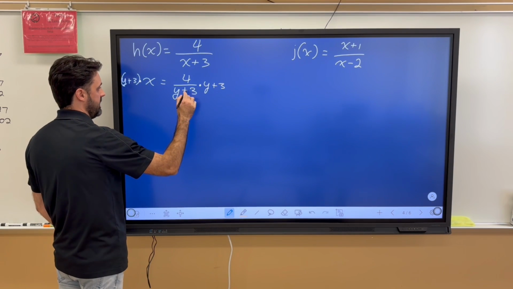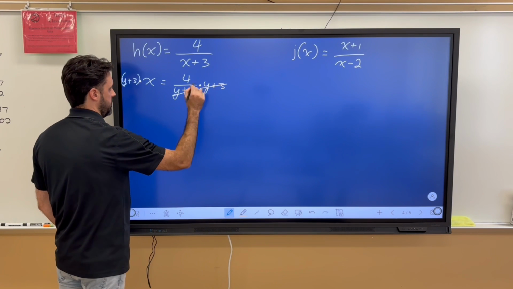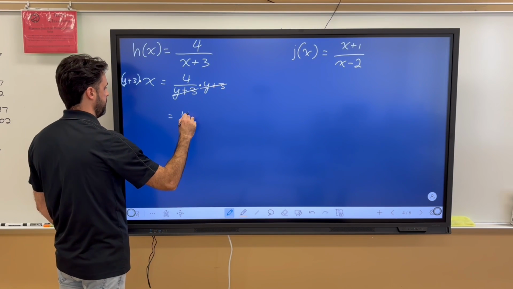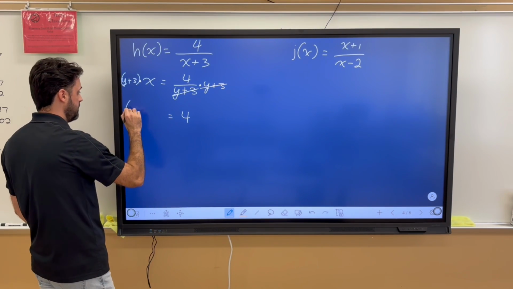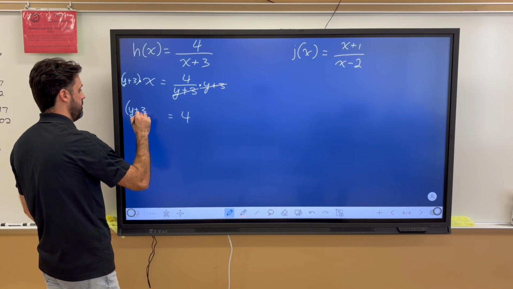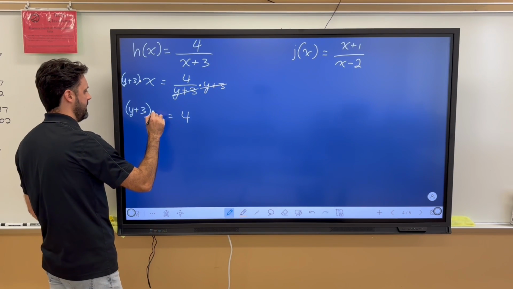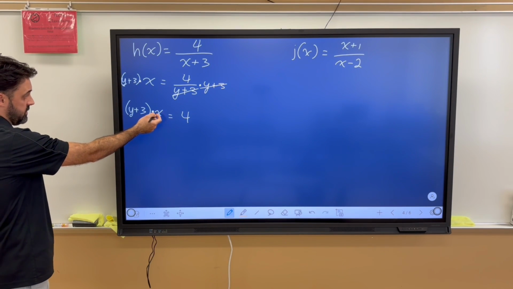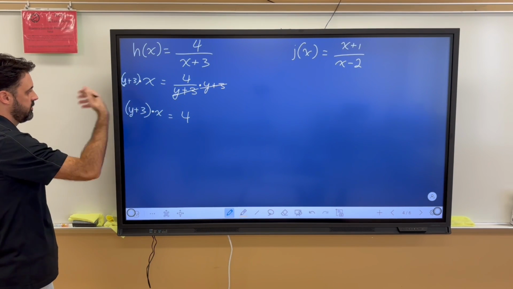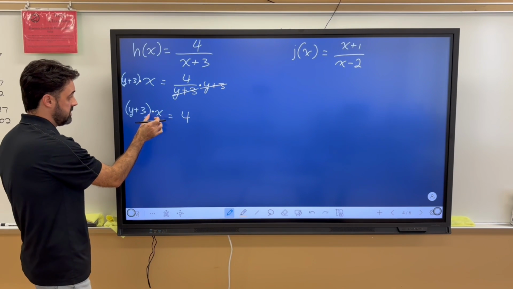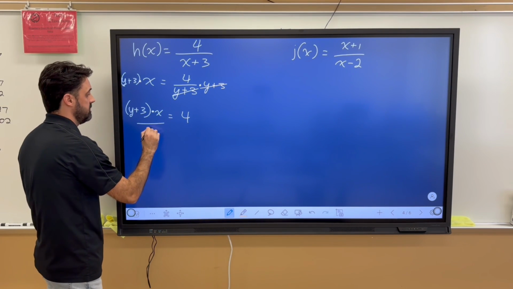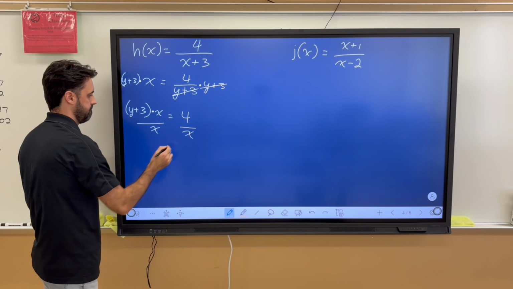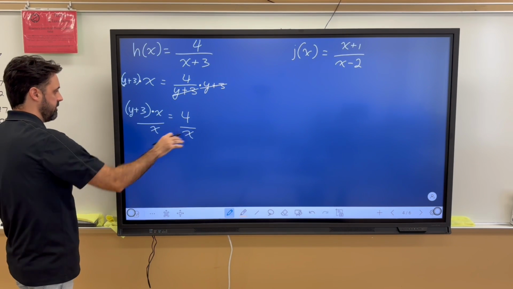When we do that on the right-hand side, these are going to cancel, so we're just left with 4 over here. On the left-hand side, we've got, again, y plus 3 multiplied by x. Now, you do have the option to distribute the x here, but it's going to create a little bit of extra work later. So instead of distributing x, I'm going to divide both sides by x here, just to move the x away from the y.